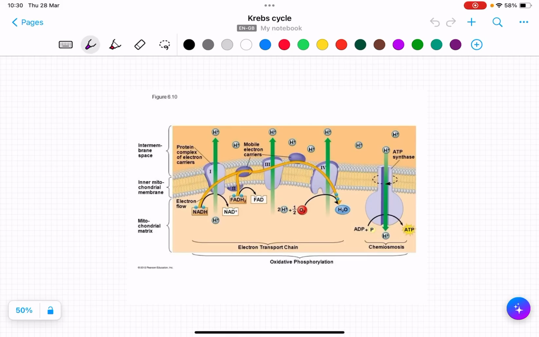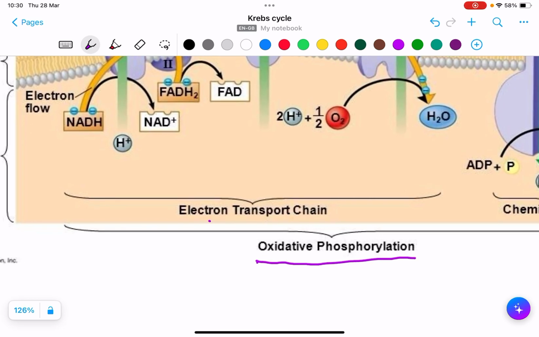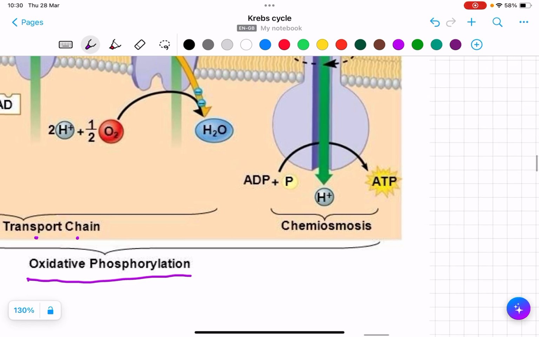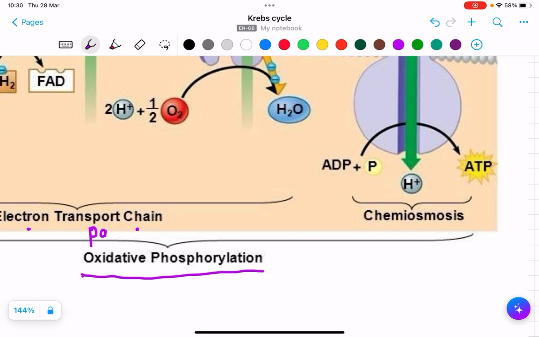Hi everyone, let's talk about the last stage in cellular respiration, which is oxidative phosphorylation. It consists of the electron transport chain. We're going to talk about how the electron is moving from one complex to another complex. And the second part of oxidative phosphorylation is chemiosmosis. This is part 1, ETC, and this is part 2, chemiosmosis.